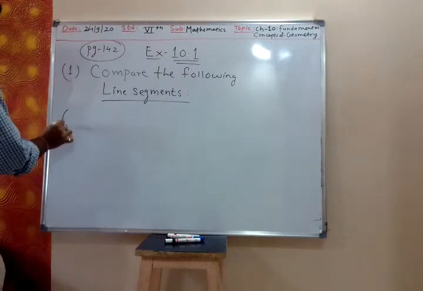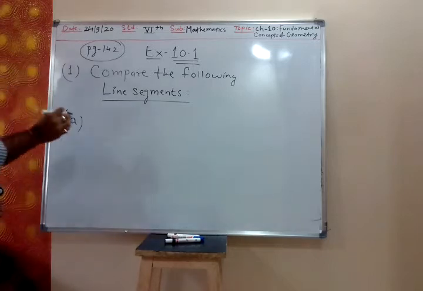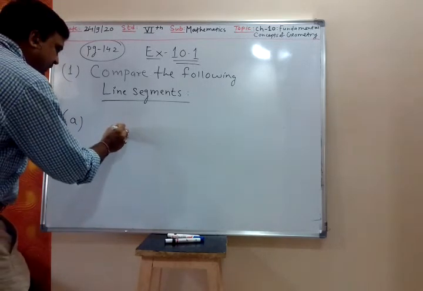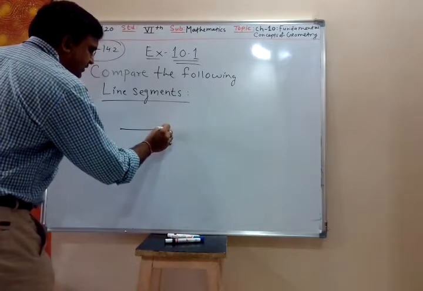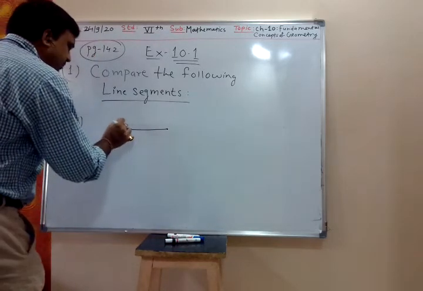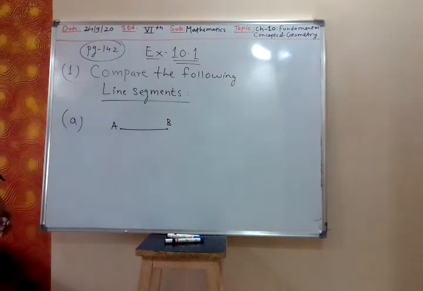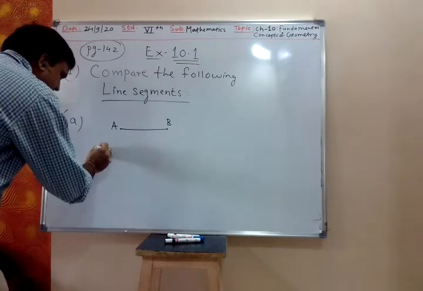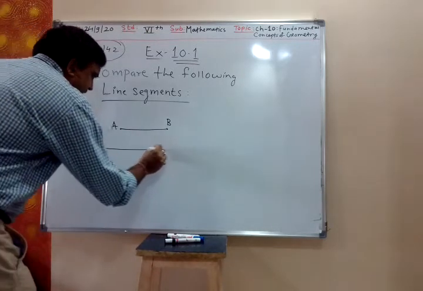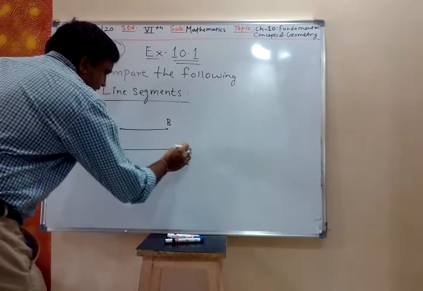First, A, we have the line segment AB. With your hand you have to draw this. AB, we have the line segment AB. Then we have line segment CD. It is clear, right? Then we have line segment CD.